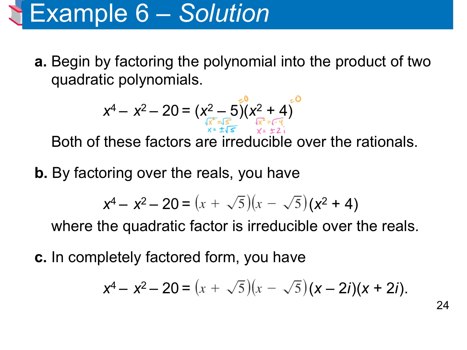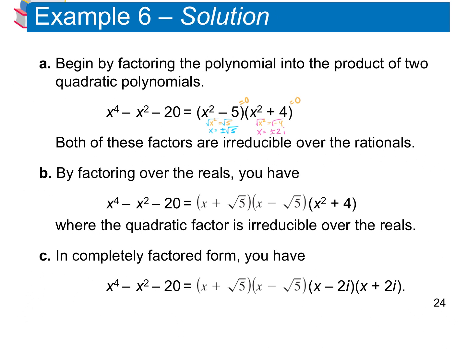Now here, if it says irreducible over the rationals, that means that we don't want any rationals in our answer. Any square roots, any i's, we would have to leave our answer like this. So if we're leaving it in factored form, irreducible over the rationals, we don't want square roots, we don't want i's in our answer. So that would just be x squared minus 5 times x squared plus 4.